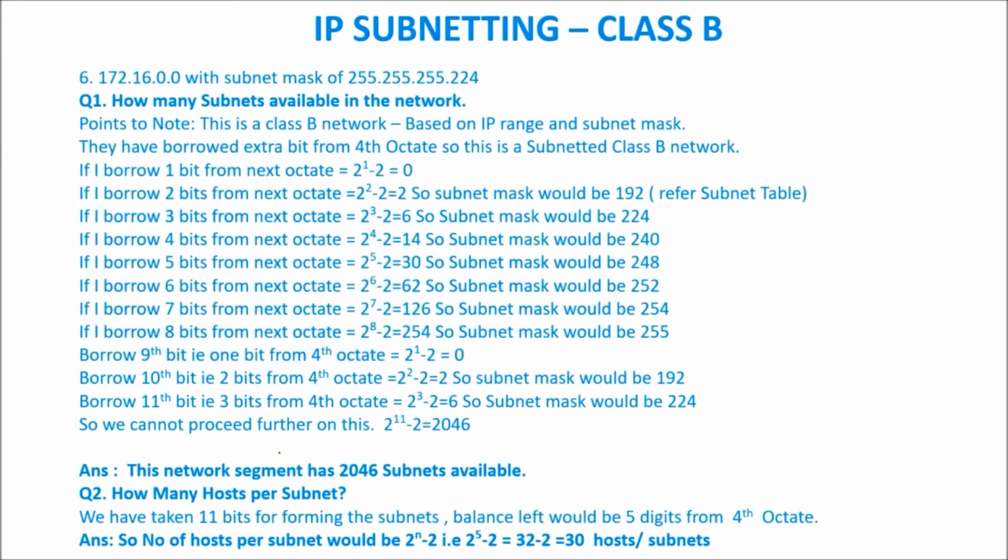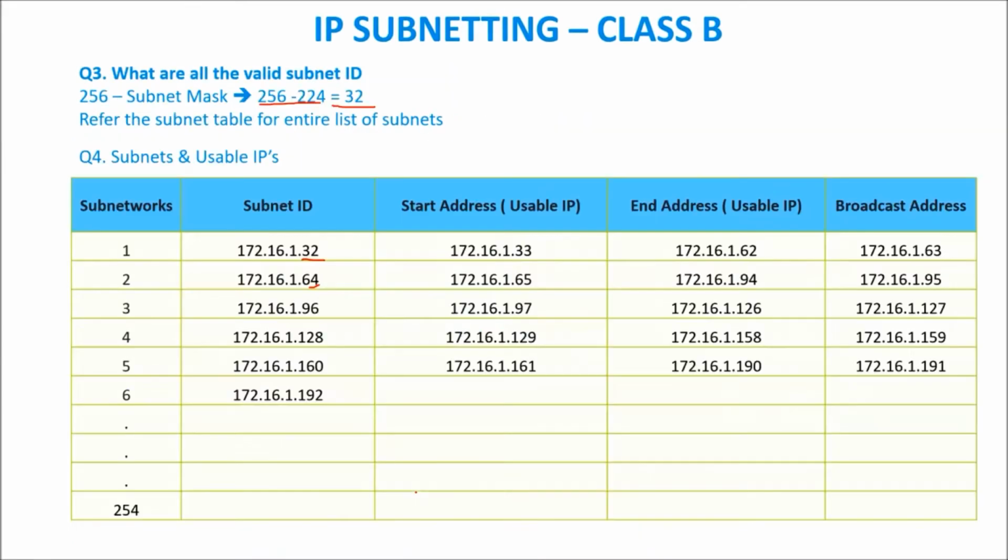How many networks have we seen here? We'll get 2046 subnets, and each subnet will have 30 hosts. That is the calculation we did. So now, if I do it like this, for one itself I got six, then 224, 240, 248, 252, 254, 255. Another 5, so it's 11. So for this one range itself, I'm getting 11 subnets.